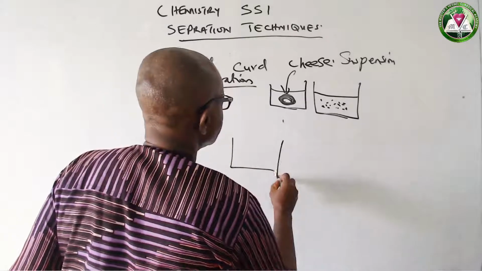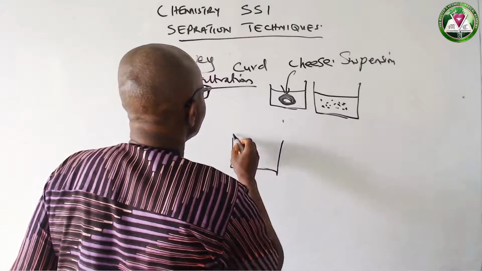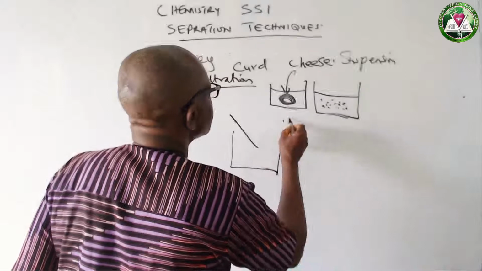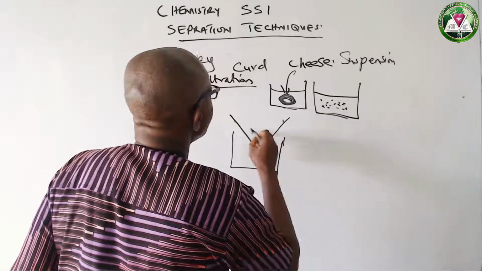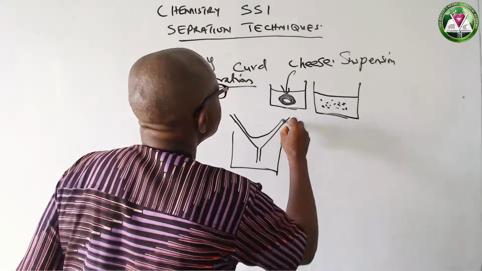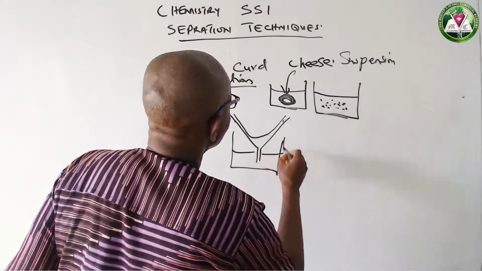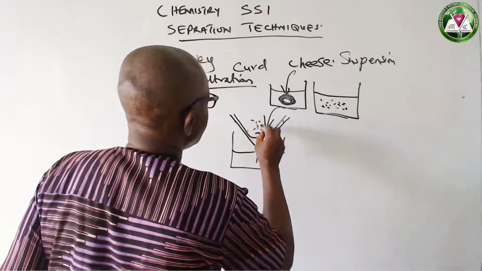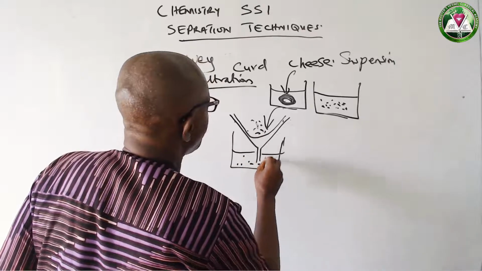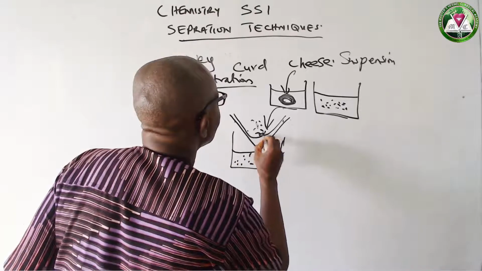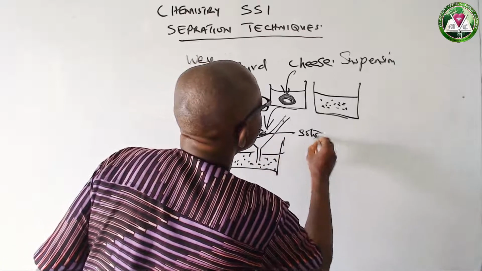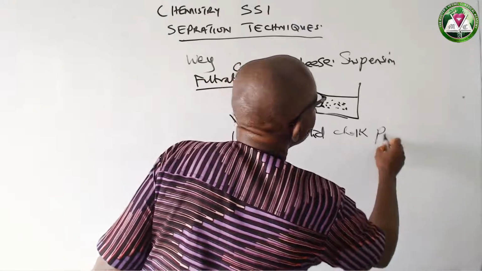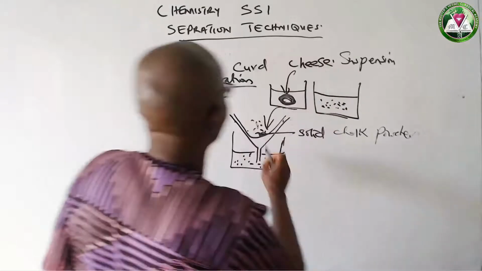this is your beaker, either your beaker or measuring cylinder. This is your funnel. This is your filter paper. When you add the white suspension, you have it here. The clear water will be down here, while you have the solid chalk powder on the filter paper.